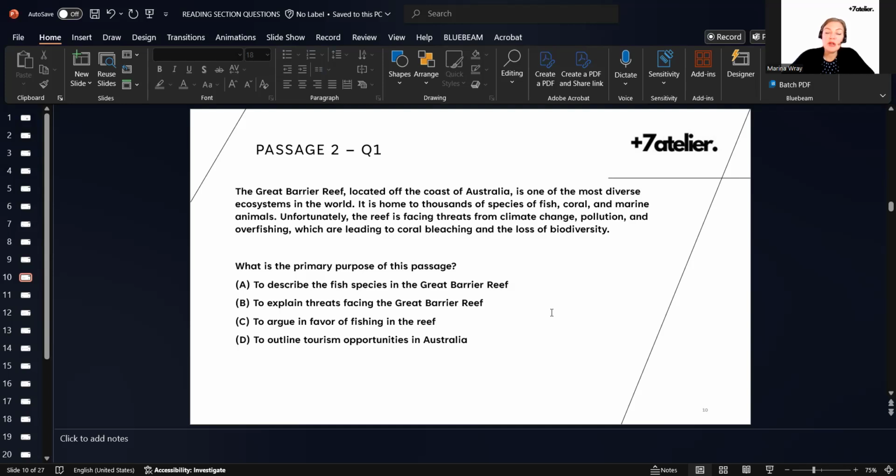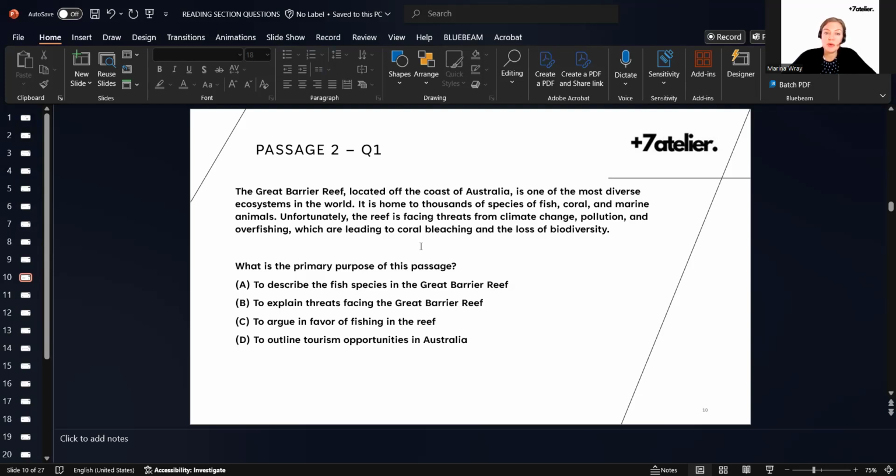The Great Barrier Reef, located off the coast of Australia, is one of the most diverse ecosystems in the world. It is home to thousands of species of fish, coral, and marine animals. Unfortunately, the reef is facing threats from climate change, pollution, and overfishing, which are leading to coral bleaching and the loss of biodiversity. Let's go through question number 1 for this passage.